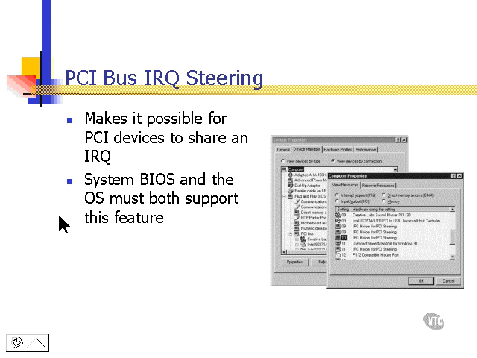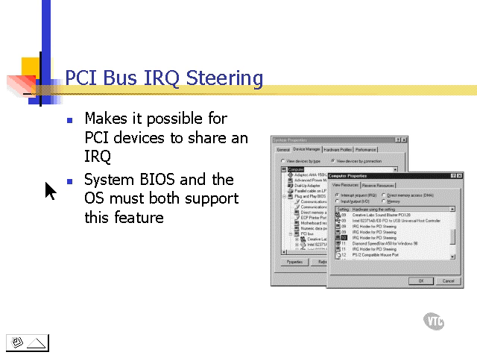A PCI bus makes it possible for PCI devices to share an IRQ. Now, in order to do this, the system BIOS and the operating system must both support this feature. Windows 9X and above operating systems support IRQ steering, but the BIOS of the individual computer must also support the IRQ steering in order for the IRQ steering to work.